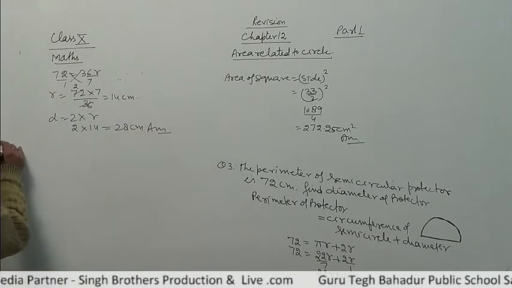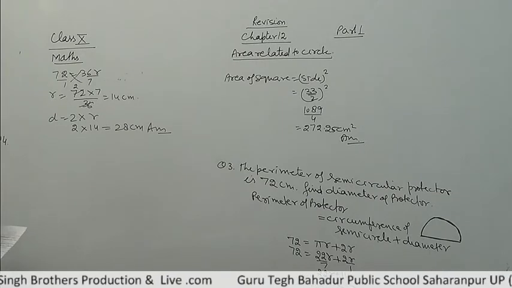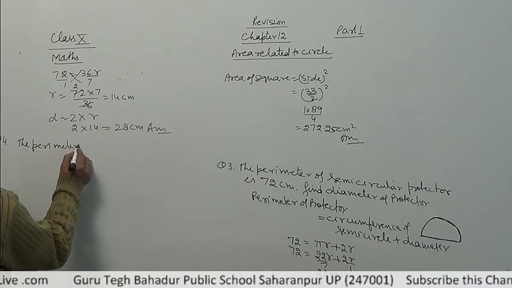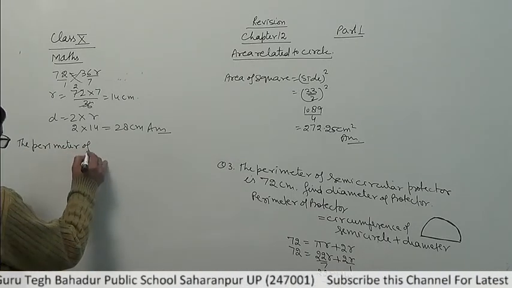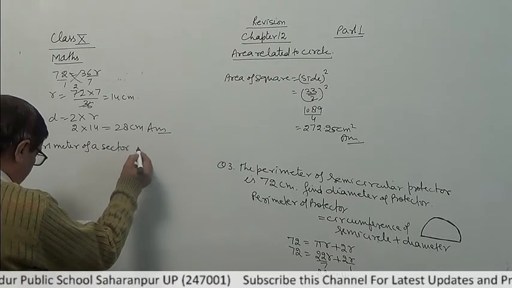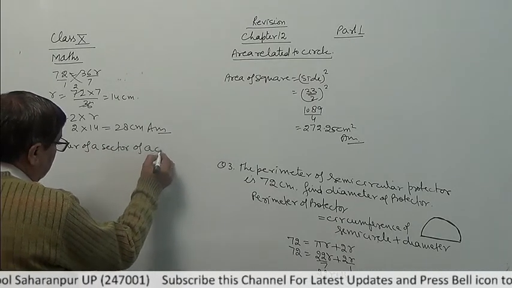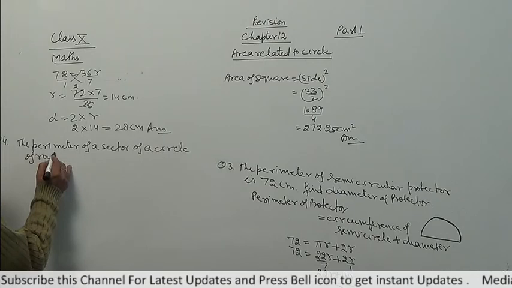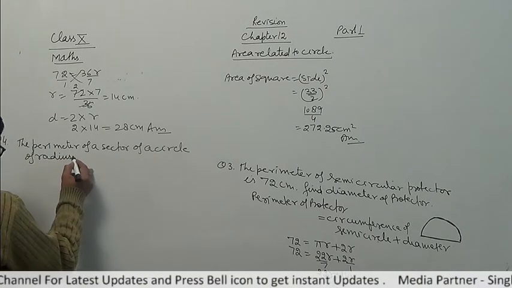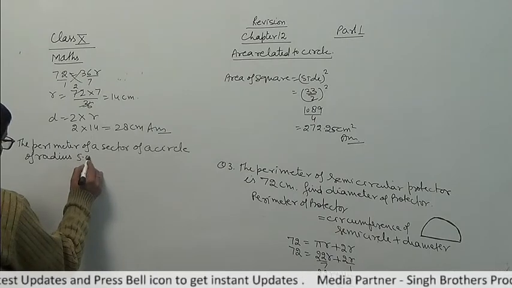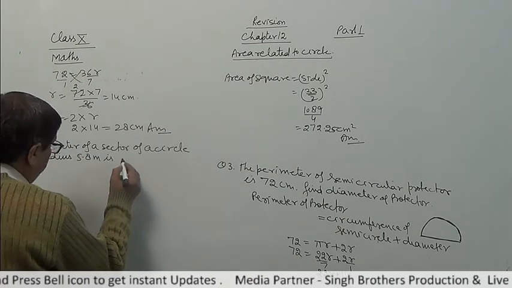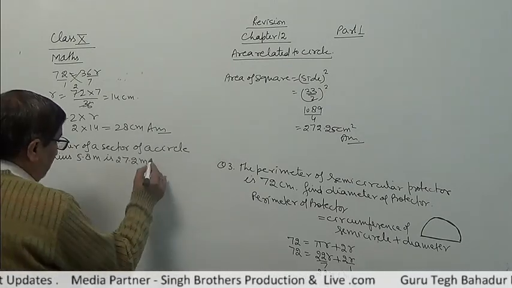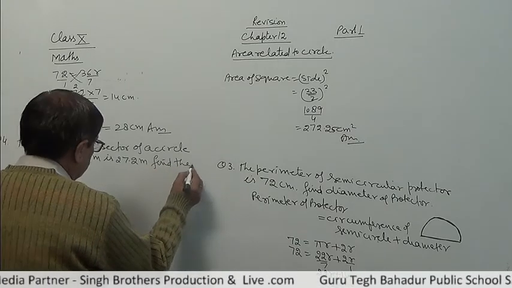Let us see question number 4. The perimeter of a sector of a circle of radius 5.8 meter is 27.2 meter. Find the area of the sector.